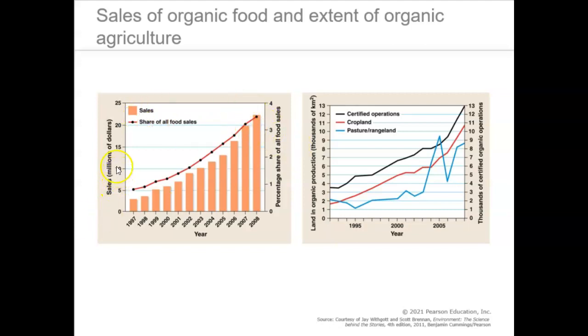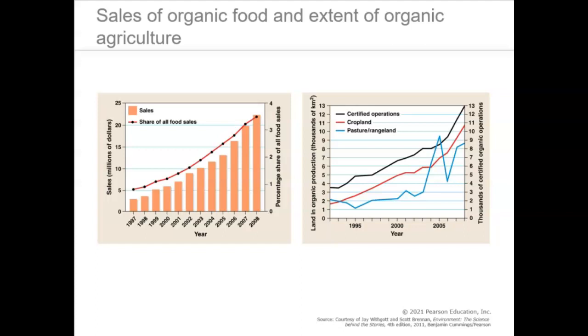And then over here, this is just the sales in millions of dollars. So a little over $22 million in organic food sales in 2008. And that number has just risen now in 2022. And this graph on the right is just showing how many organic operations there are and how many acres are currently in organic production. You can see this is like pasture or rangeland for cattle typically, cropland, and then certified operations are all those things, and they're all increasing.